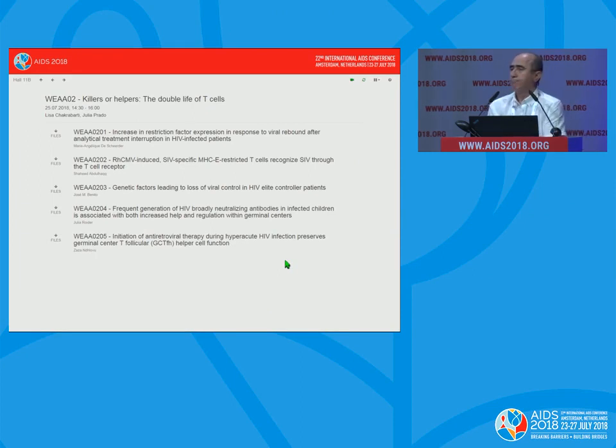Okay, question? Thank you very much. Please, in what way do you think the down or upregulated genes can be modulated in such a way that it can keep the transient elite controller becoming a persistent controller? How can you further modulate those genes that are either down or upregulated?